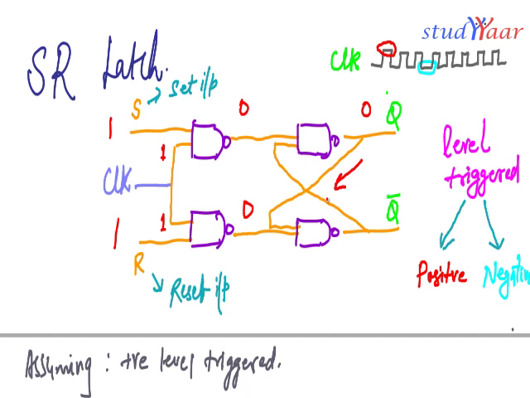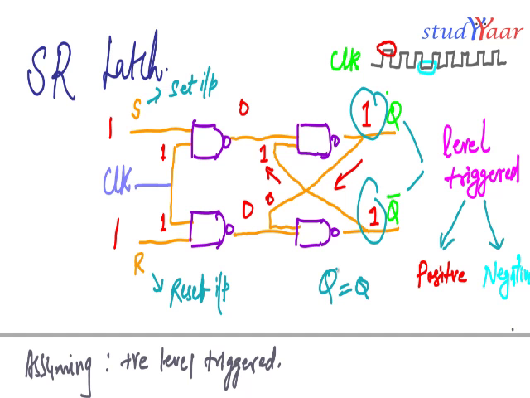So this 0 comes here. 0 dot 0, the whole bar is 1. This 1 goes here. 0 dot 1 is 0 and the whole bar is 1. I get a 1 over here. Now this is a problematic situation because I am assuming q and q bar are complement of each other, but in this case I am getting q equal to q bar. Therefore I say this scenario is indeterminate.